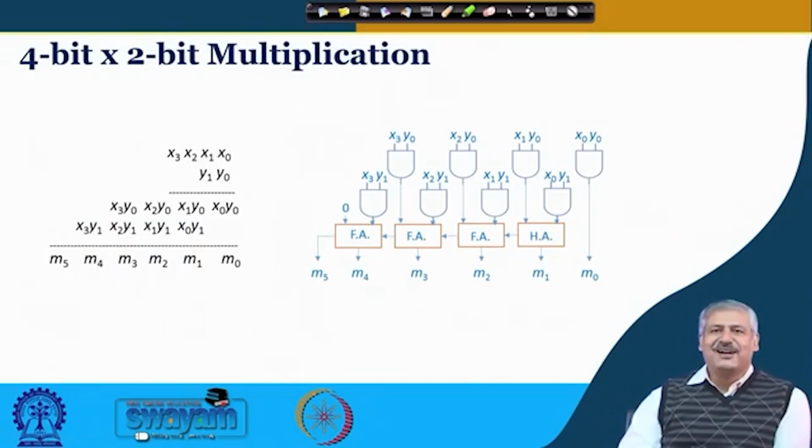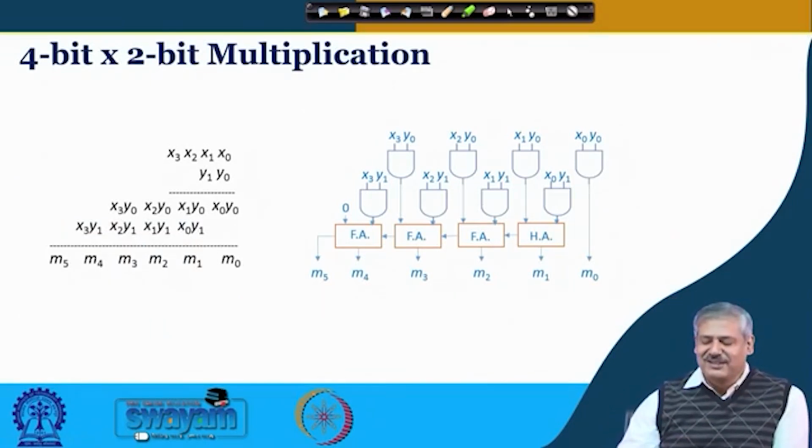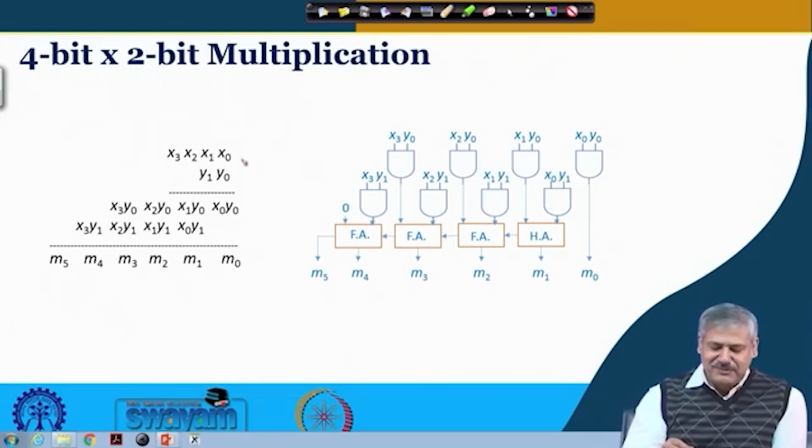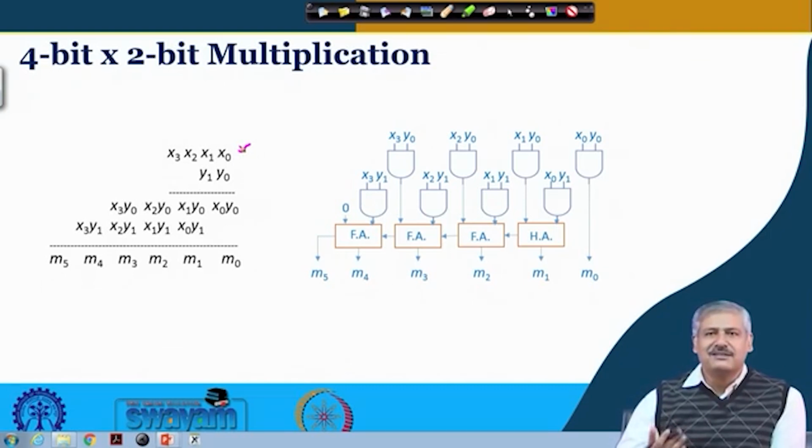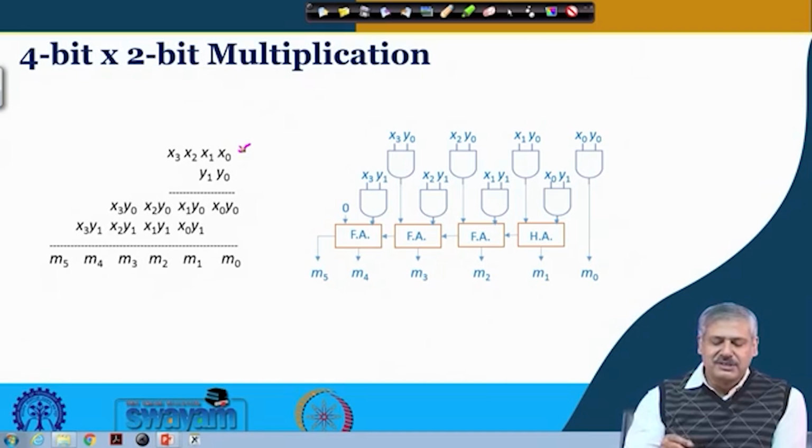Now, if we look at the hardware or the logic circuit for realization of this multiplication, first we look at 4 bit into 2 bit. In this case this is a 4 bit number. Now, it is generalized. Earlier we have taken specific examples. So, the 4 bit number could be anything, which we represent using x3, x2, x1 and x0, and this is y1 and y0.